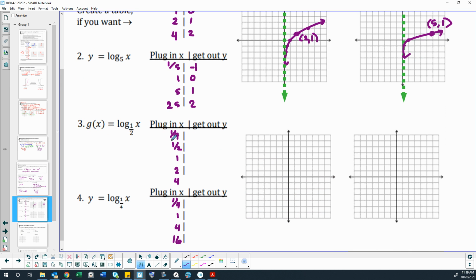Okay, what happens if we have bases that are fractions? This is kind of unusual to do, but it still can happen. And it's basically the equivalent of a reflection. Let's look and see what happens. So our base is 1/2. 1/2 to what power is 1/4?